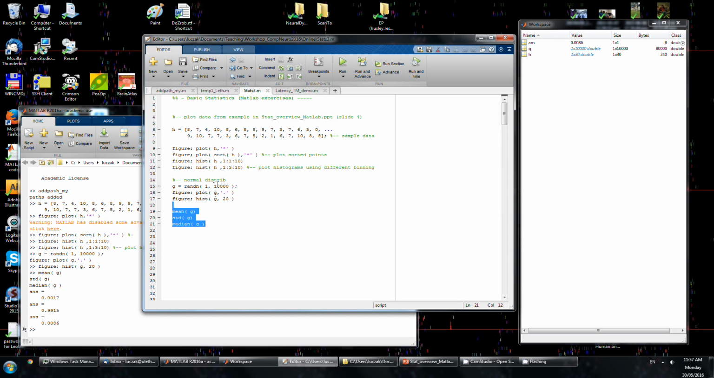Probably if I would generate not 10,000 but 10 millions of points, those values would be much closer to 0, 1, and 0.